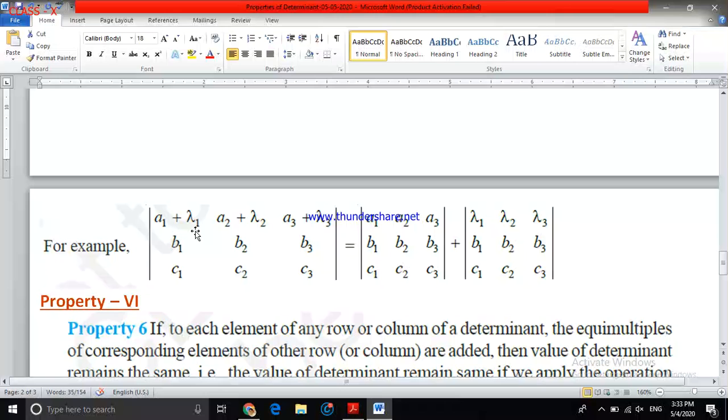Not only in one row: if you have two rows, for instance instead of just a1 plus lambda 1, a2 plus lambda 2, a3 plus lambda 3, the second row also has b1 plus gamma 1, b2 plus gamma 2, b3 plus gamma 3, then also I can split it. So if you have one row, two rows or three rows, the number of matrices will keep on increasing.